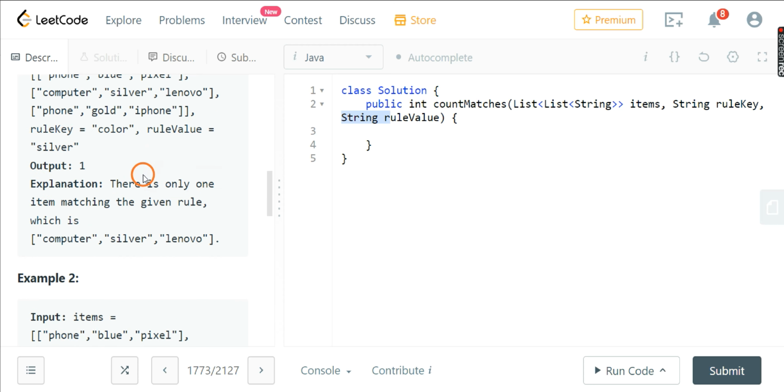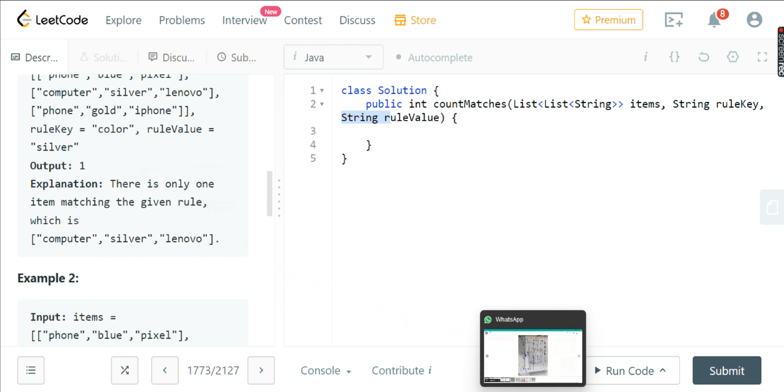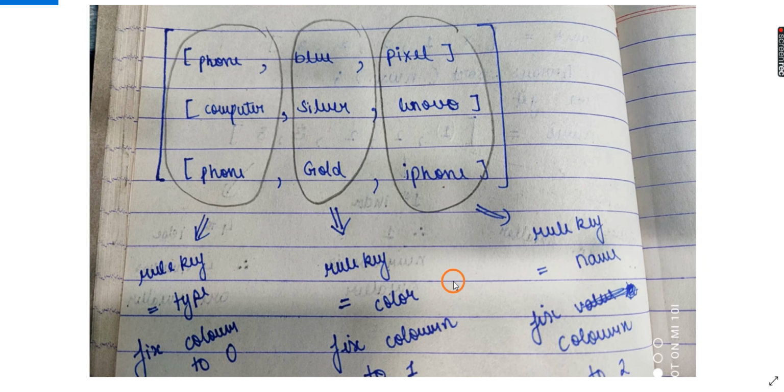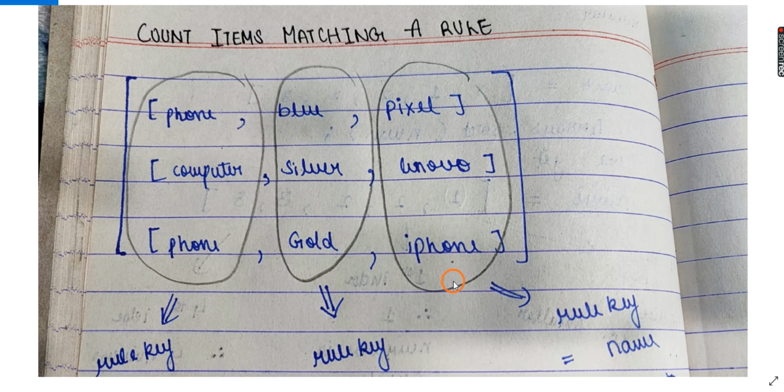Let me explain this more deeply. So see, we are given a matrix, or you can say a list of lists, something like this. This matrix will only contain three columns. It cannot contain more than 3 columns or less than 3 columns.